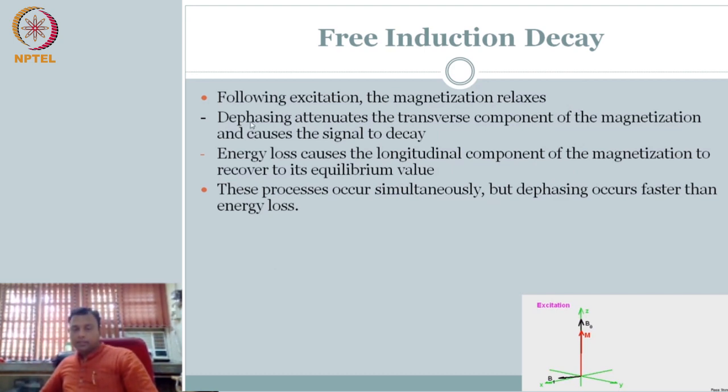So what happens here is dephasing. Initially you have the magnetization vector, and then it starts to relax. When it relaxes, dephasing means the transverse component is going down. The transverse signal is decaying. Energy loss causes the longitudinal component of magnetization to recover to the equilibrium value. Of course, you have to notice these are happening simultaneously. Dephasing is happening at the same time it is trying to go up due to other losses, right? So simultaneously this is happening, and therefore what you actually measure is going to be something like this.